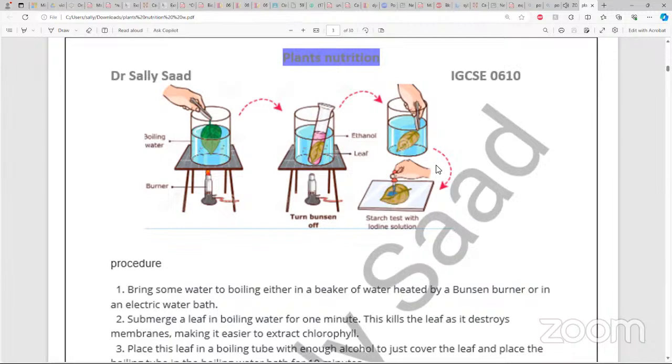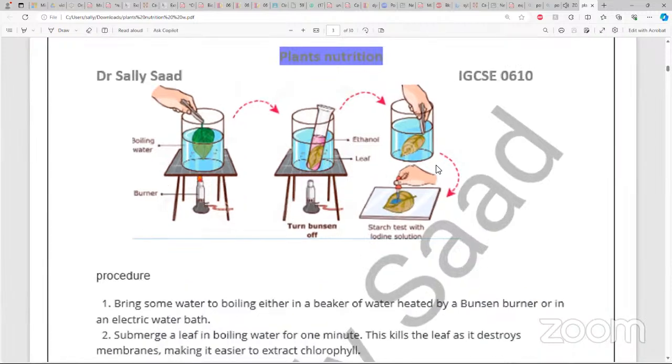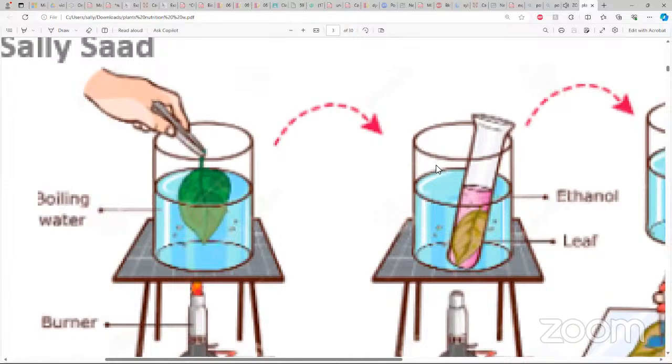Then I can take the leaf and do the iodine test directly. Iodine with starch gives a blue-black color, but if the leaf stays green, the chlorophyll color will mask the blue-black color which would be formed by the iodine test with the starch, especially as the granules are very, very small inside the chloroplasts in the cell. So we have to decolorize the leaf.